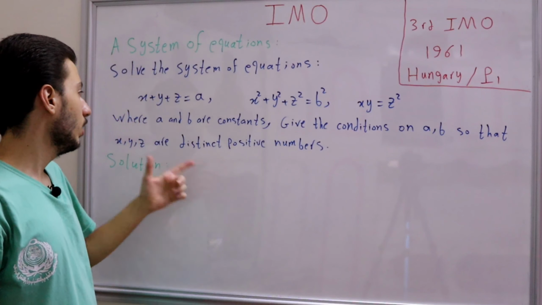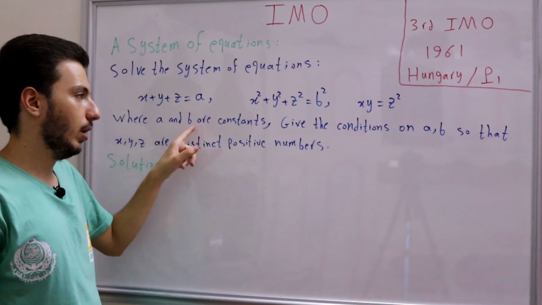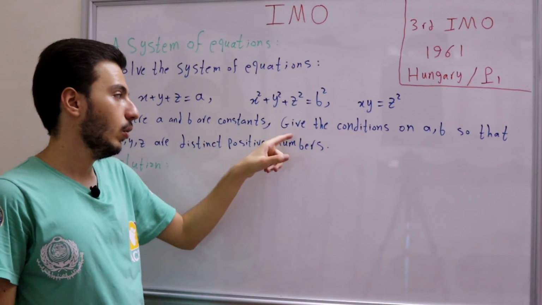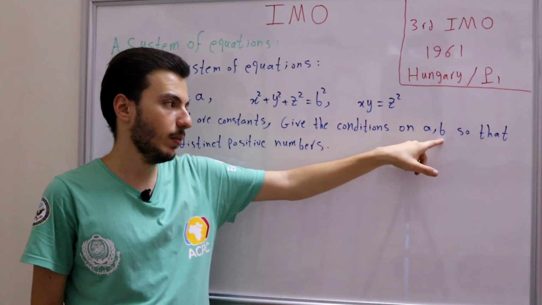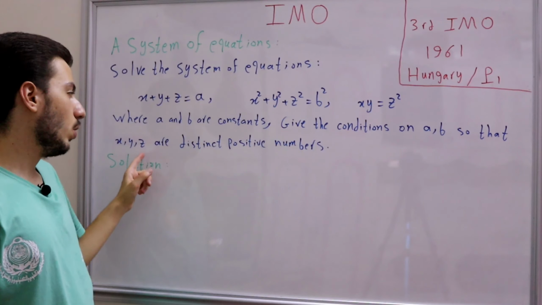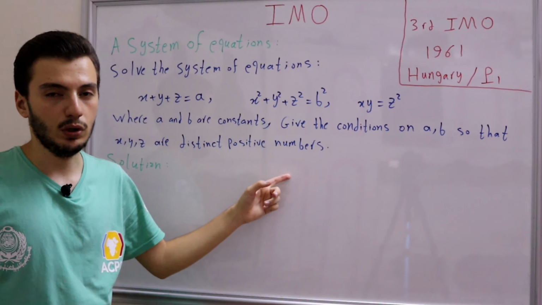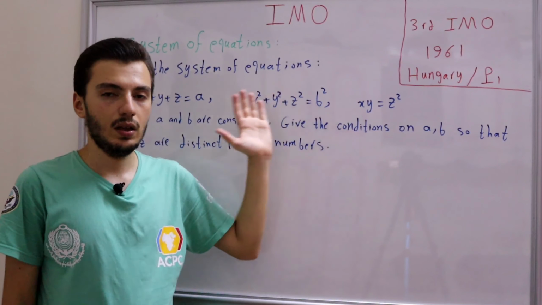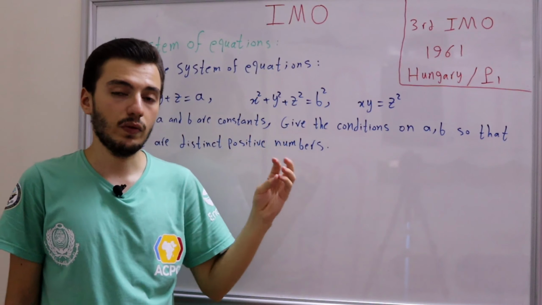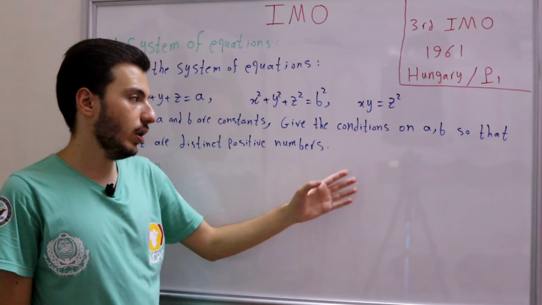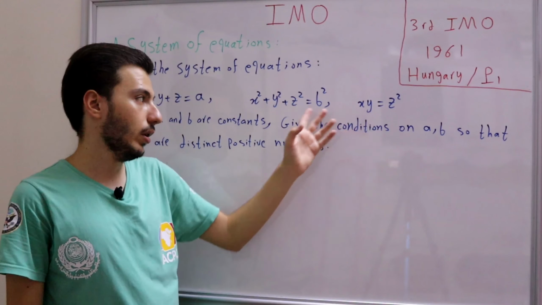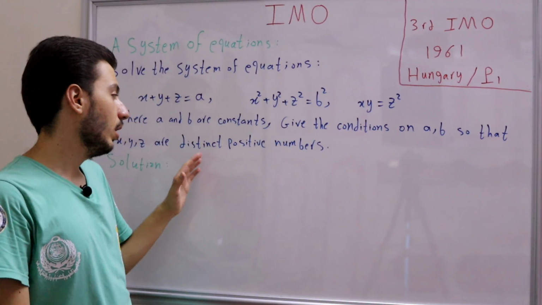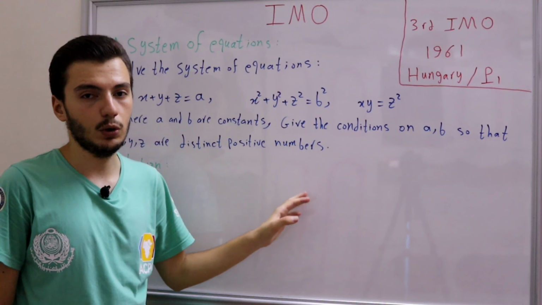Of course, we know that a and b are constants, and after solving for x, y, and z, we need to give the conditions on a and b so that x, y, and z are distinct positive numbers. So here we need to do two things. First of all, we need to solve these three equations, find the values of x, y, and z. And then we need to find the conditions on a and b so that the solutions x, y, z must be distinct positive numbers.